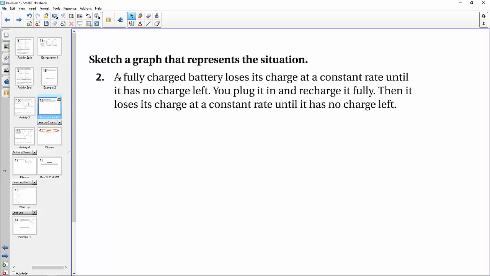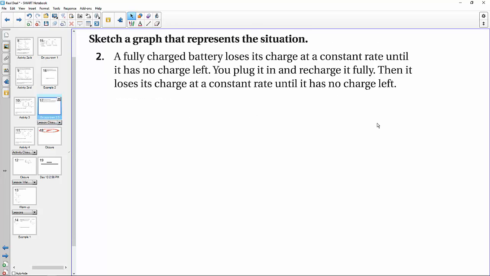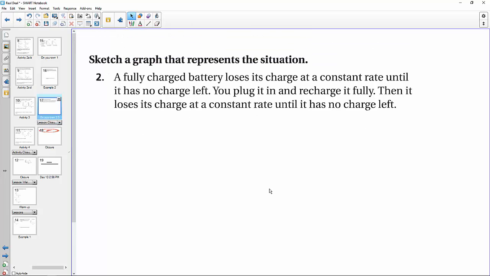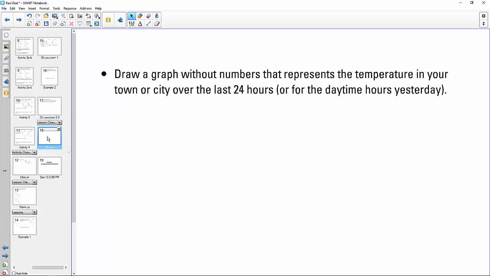So here's an example where a fully charged battery loses its charge at a constant rate until it has no charge left. Then you plug it in and recharge it fully, and then it loses its charge at a constant rate until it has no charge left. What I'd like you to do is try to think about what this graph would look like. Again, there are no numbers here. It's just basically thinking about the relationship between the amount of battery life and the time in which you use it. And that is 6.5.